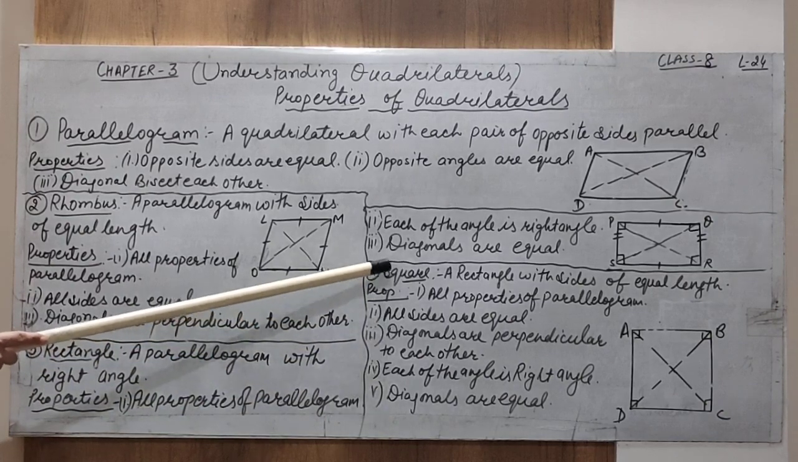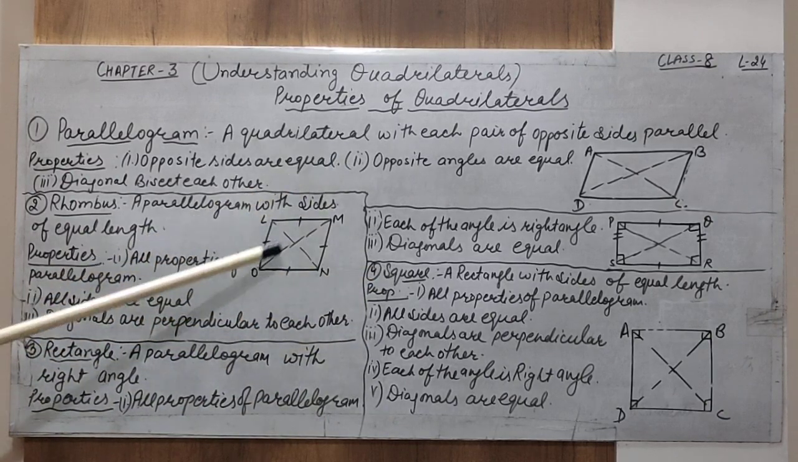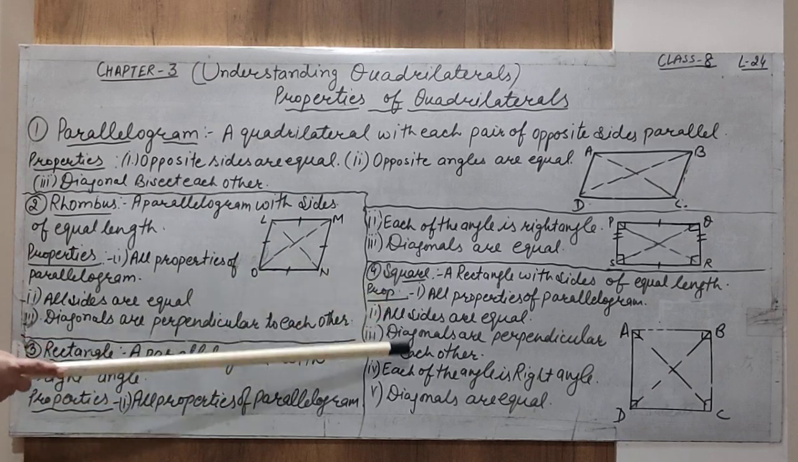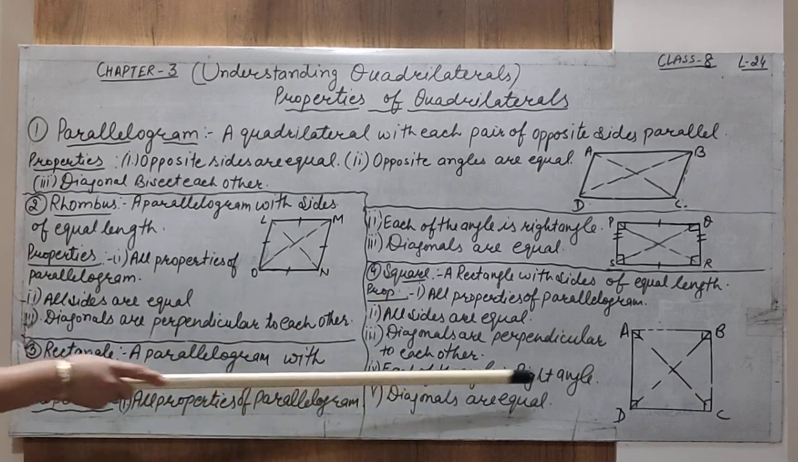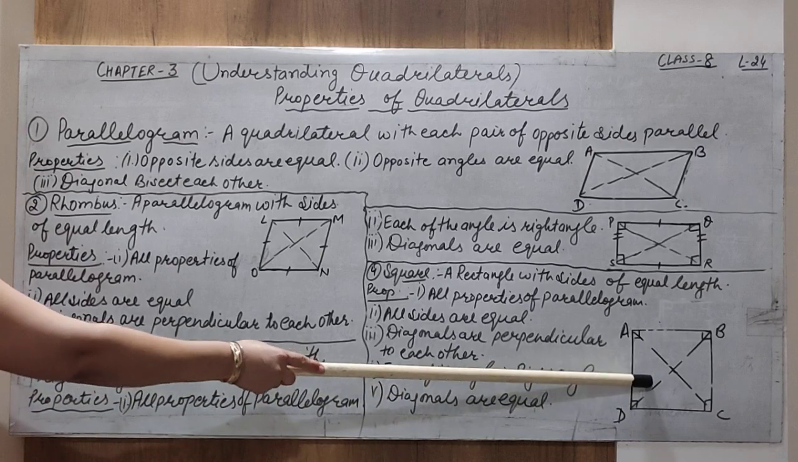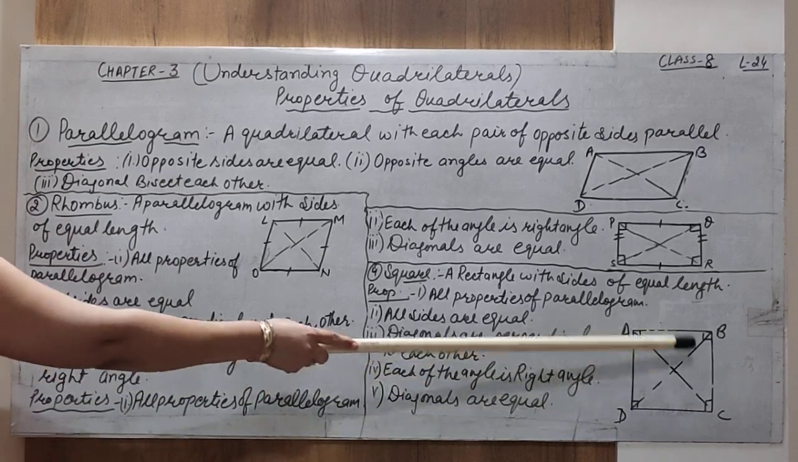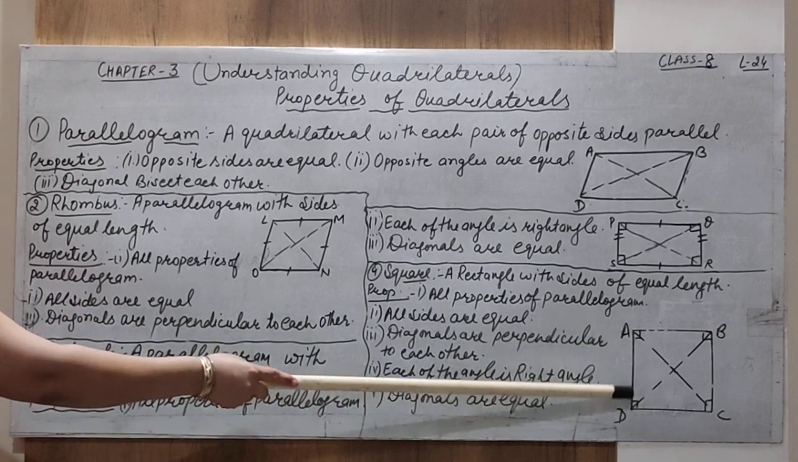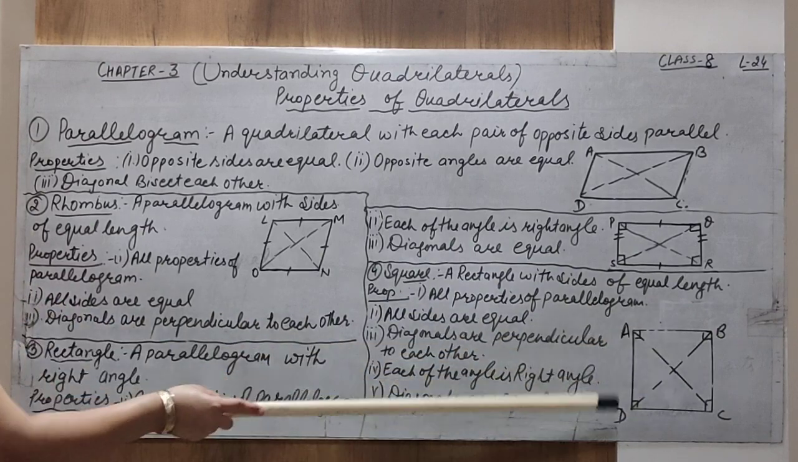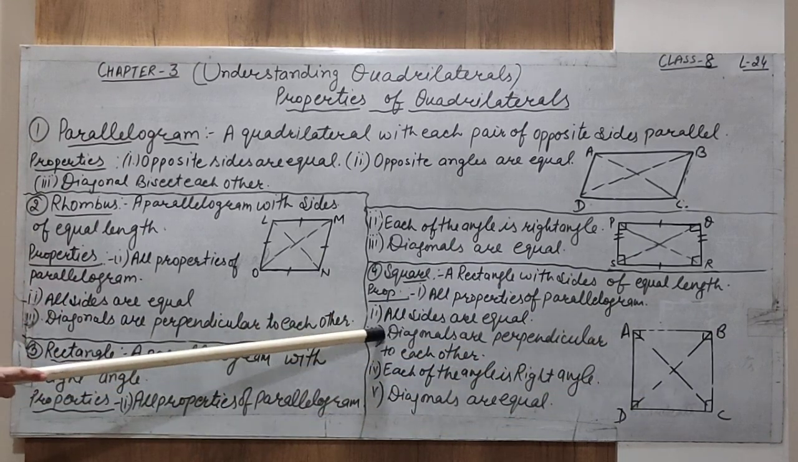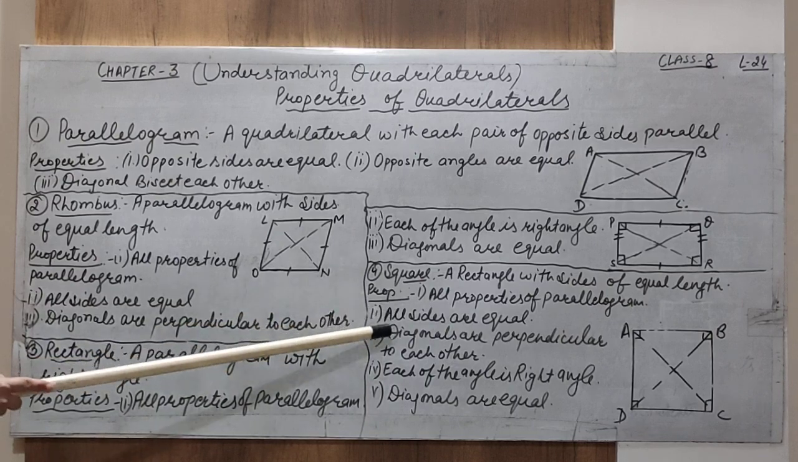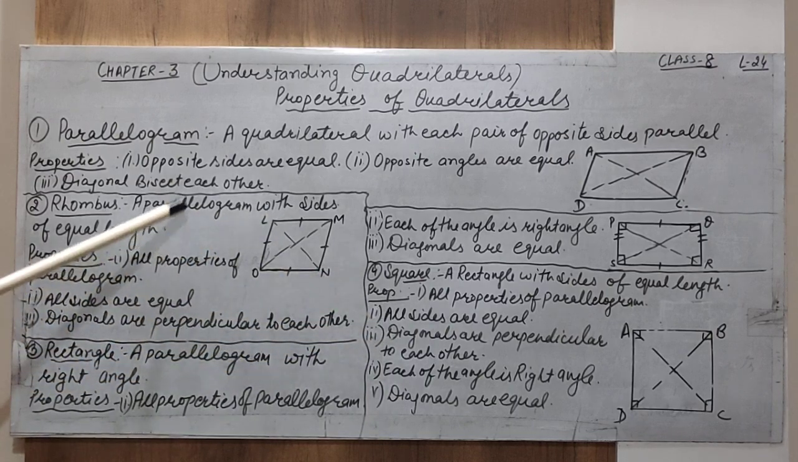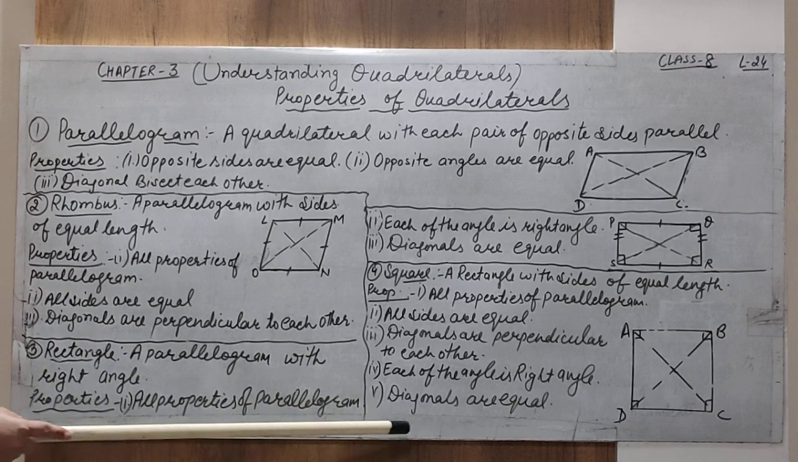Now in a square, all the properties of the parallelogram, rhombus and rectangle are included, related to the diagonals as well. Diagonals bisect each other, are perpendicular and equal. All sides are equal and all angles are of 90 degrees. That's why a square can be thought of as a rectangle, a parallelogram, and a rhombus.